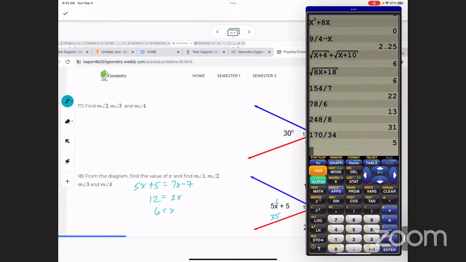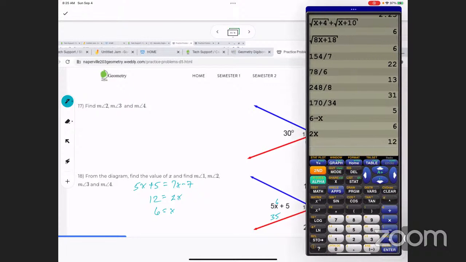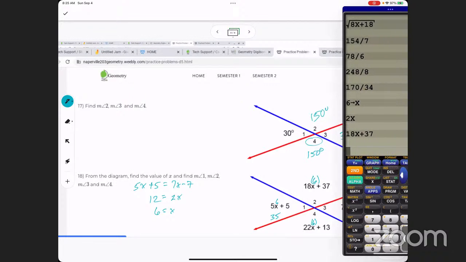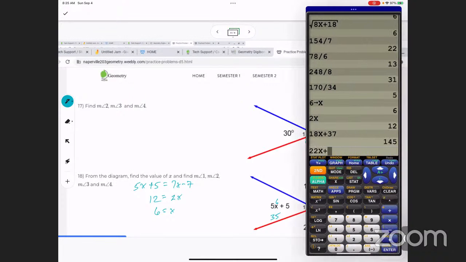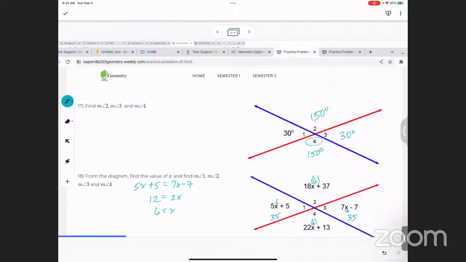If you store, I'm going to store 6. So type in 6, hit the store button, and store that for X. Now I type X and hit enter. Every time I type in X now, it's going to plug 6 in instead. So 2X would be what? 12. Good. So now all I have to do is type in 18X plus 37 and it plugs it in for me. That's 145. Now I'm going to plug in the one underneath it, 22X plus 13. What should that give me? 145. Yep. And it does.